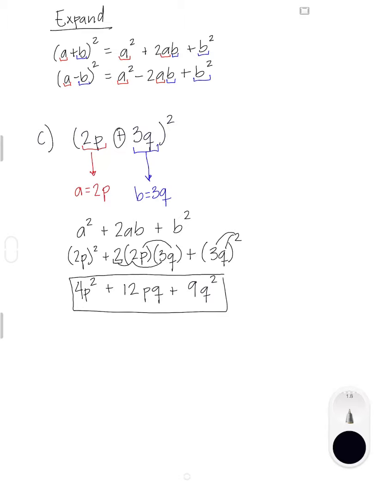So we're going to be careful with what our a and b are. Sometimes there are going to be more than one value. We're going to have variables and numbers, and we've got to understand how to apply the rules of exponents to get the squares, and then when it comes to multiplication.